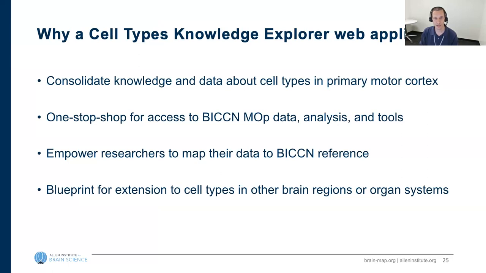And so why did we create this application? One is to consolidate knowledge and data about cell types in the primary motor cortex. It's also intended to be a one-stop shop for access to the data analysis and tools relevant to this project. We hope this can empower researchers to map their own data to this BICCN reference. And then this was intended as a blueprint for extension to cell types in other brain regions or organ systems. So now whole brain studies are starting to come out, and this one focuses only on a single brain region, but we hope does a good job of looking at the data from this brain region.